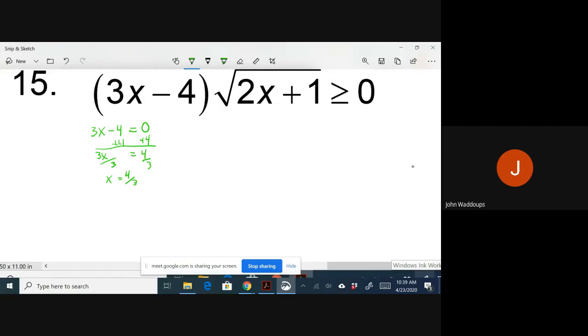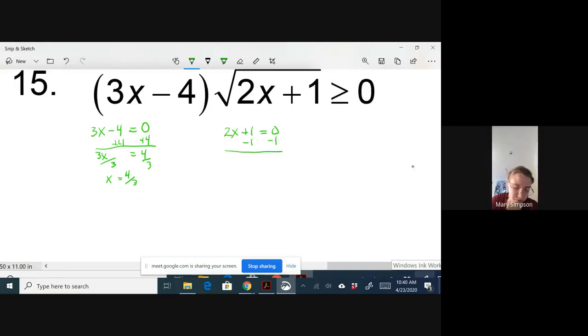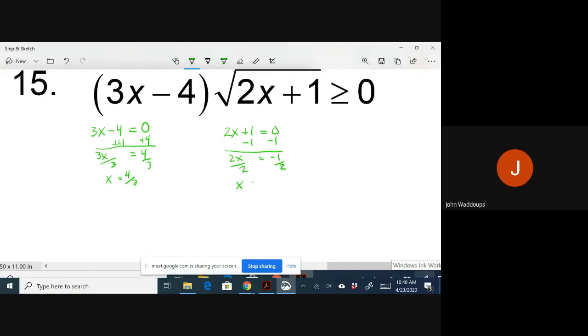And then I'm going to do the same thing over here with just the radicand, which is the part under the radical. 2x plus 1 equals 0. Subtract 1 from both sides. 2x equals negative 1. Divide by 2. And x equals negative 1/2.